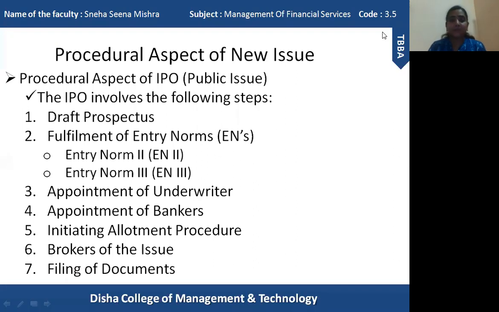Okay. So after fulfilling these entry norms, the third step here is the appointment of underwriters. Underwriters are appointed so that if some of the shares are left unissued, the underwriters will purchase those shares, or they will help in the sales of the shares. They get a commission of around 2.5%, and these underwriters take the liability on themselves, because if the shares are not purchased by the general public, then they are supposed to keep them with themselves.